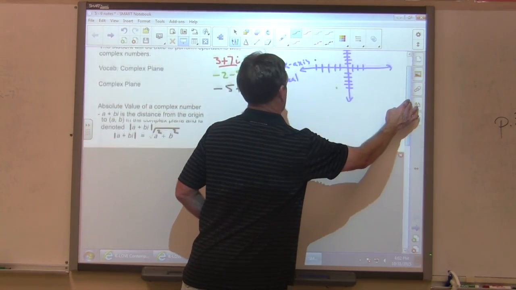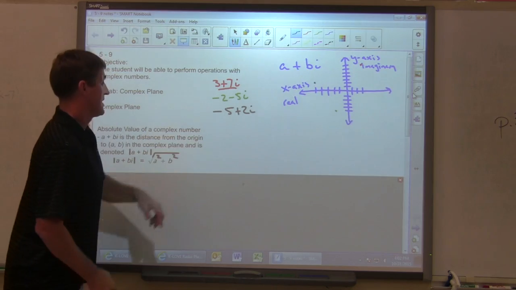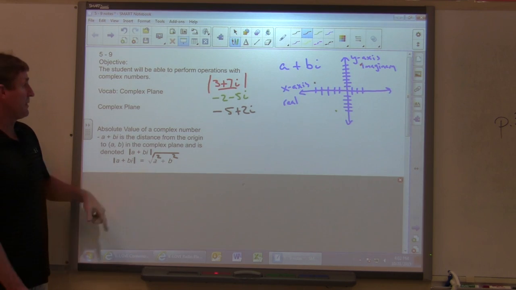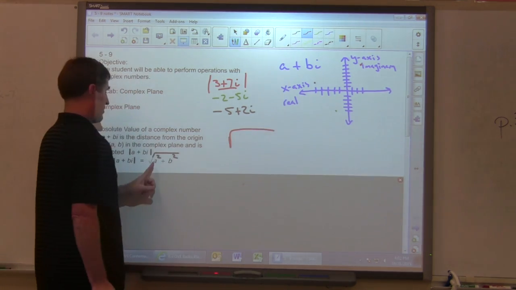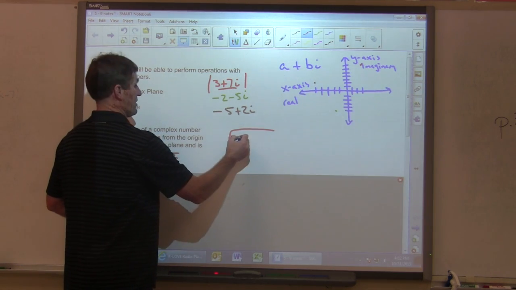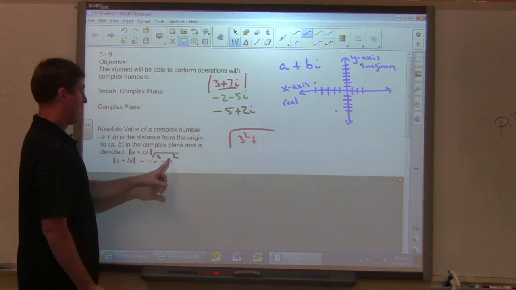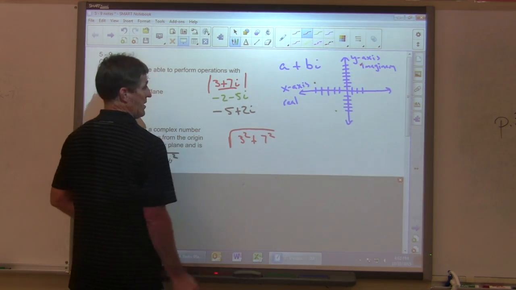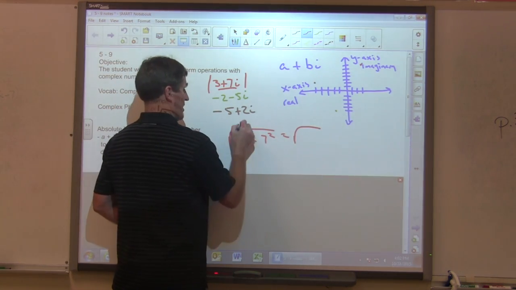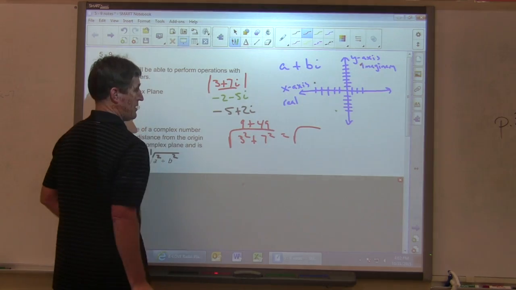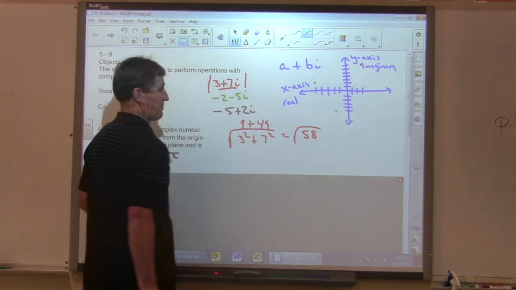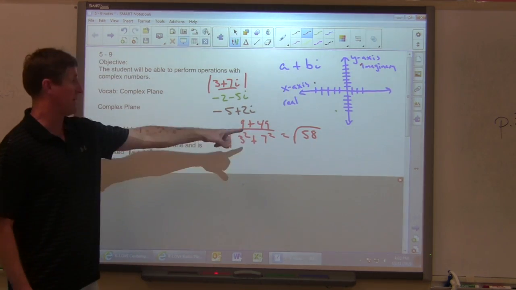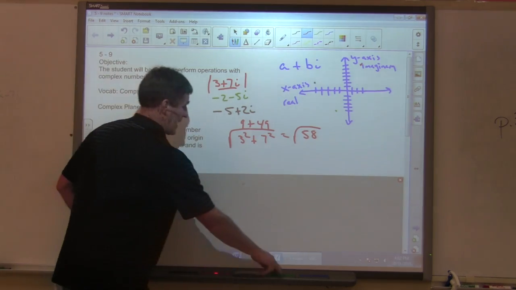So if we go back to this, if I ask you to find the absolute value of 3 plus 7i, you simply take the square root of a squared, so 3 squared, plus b squared. Now b, remember, is just the number we have here, which is 7. And so we would have 9 plus 49, so the square root of 58. Now, if you can simplify that, you should, but there are no perfect squares that go into 58, so we would leave it that way.